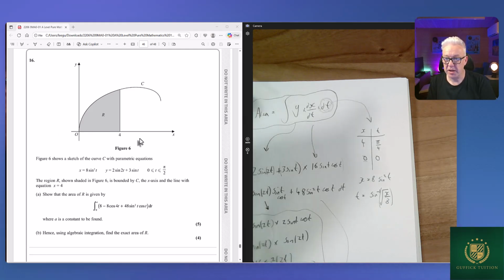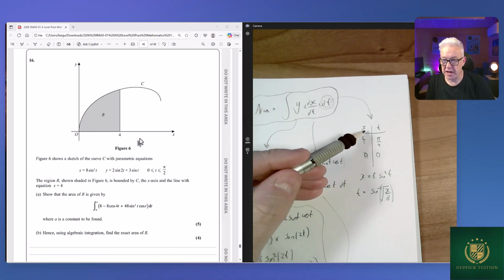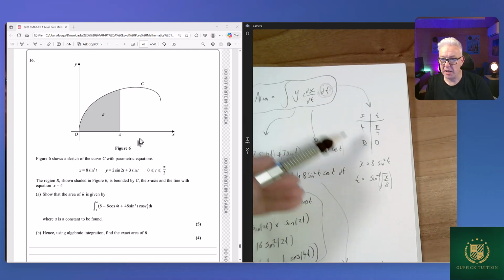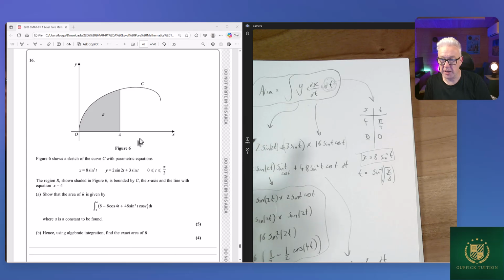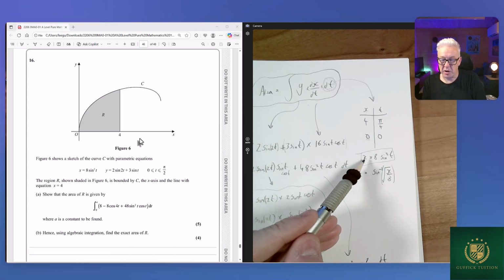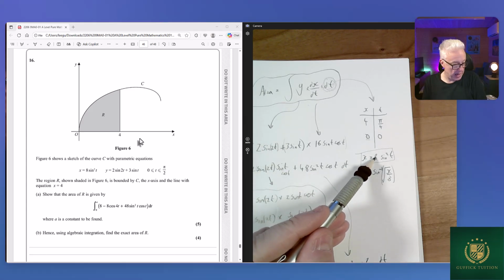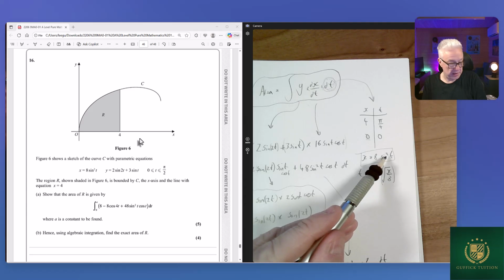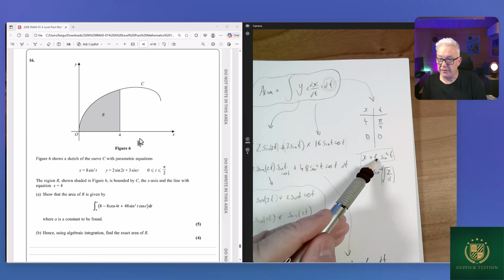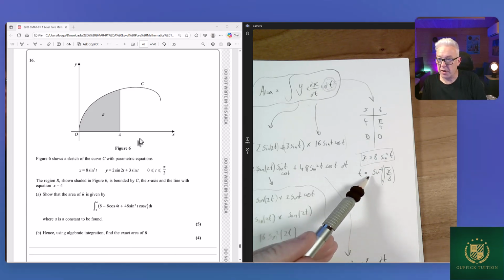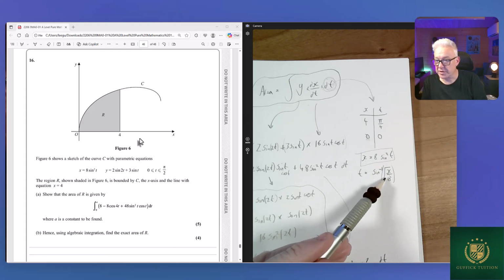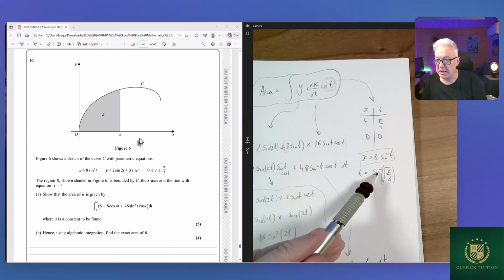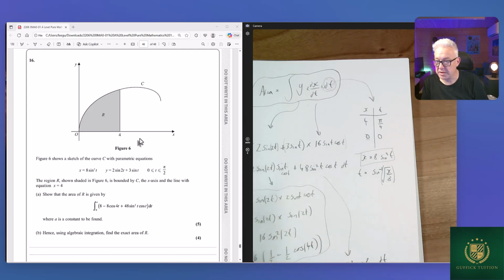We've got limits for x, but we want limits for t. So I like to draw a little table, put my x, put my t in there, and here is the x parametric equation that we're going to be using. The x parametric equation is x is equal to 8 sine squared t. So basically I'm going to divide that by 8 and square root it, and then take the inverse. So you've got the square root of x over 8 and the inverse sine of that. That's how you get your t.